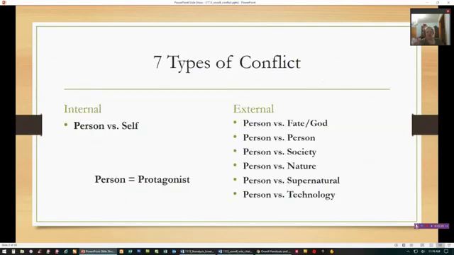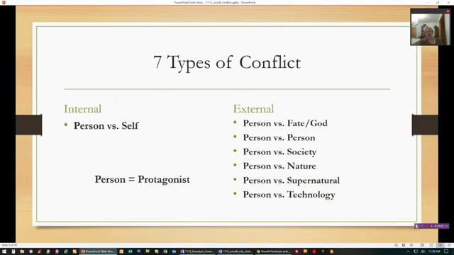So we talked about external and internal conflicts. Under internal, there's only one kind of conflict, and that is person versus self. In this kind of conflict, the thing that's getting in the way of the protagonist getting what he wants is himself, right? So if I want something, but I'm greedy, then maybe I don't get it because it's my own greed that brings me down. That's what we're looking at there.